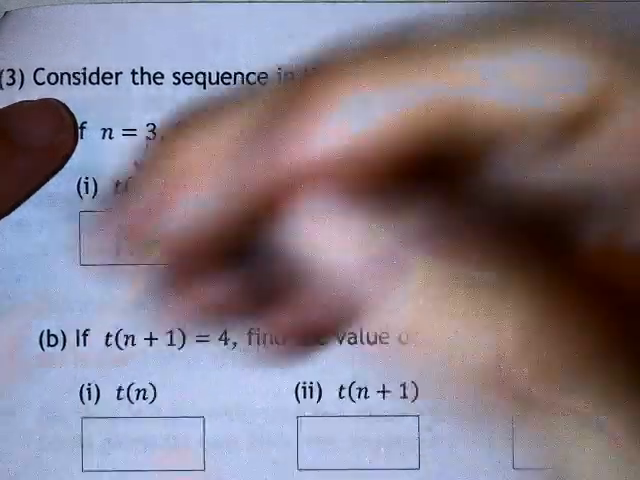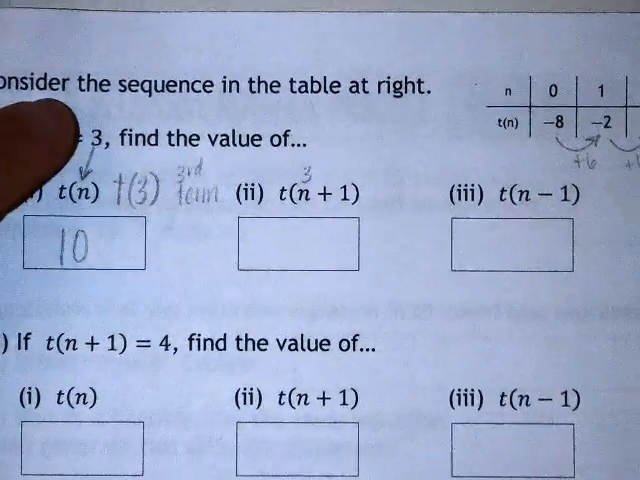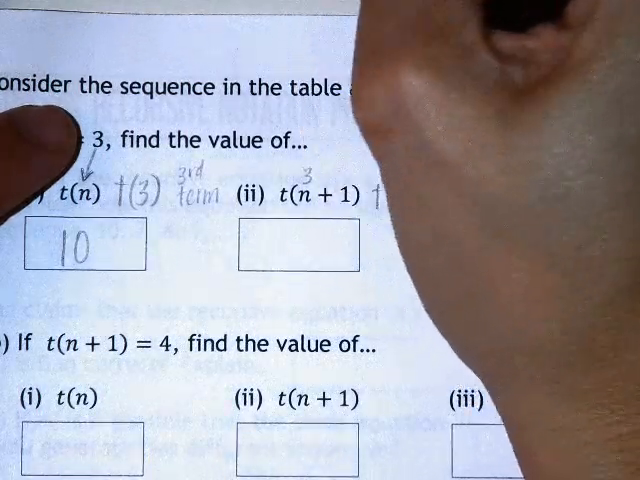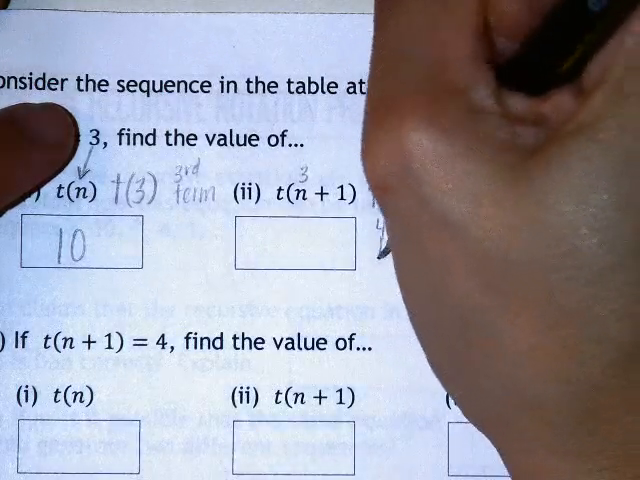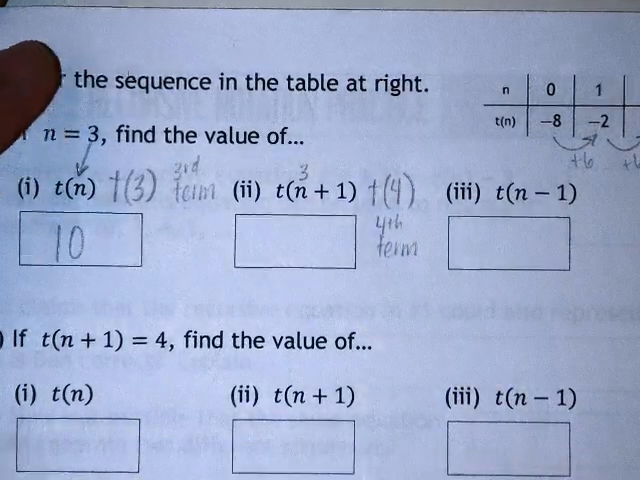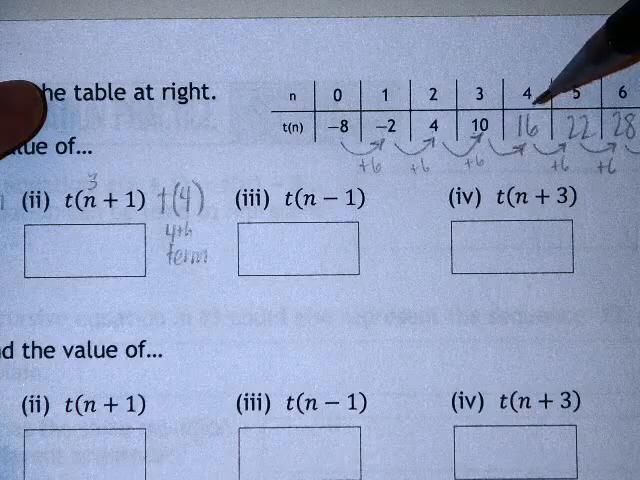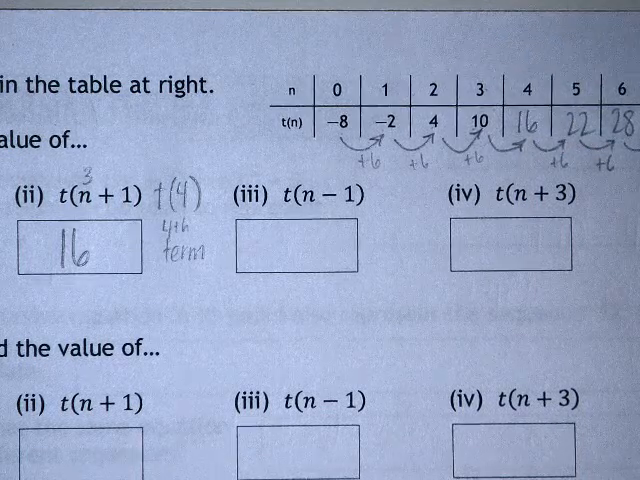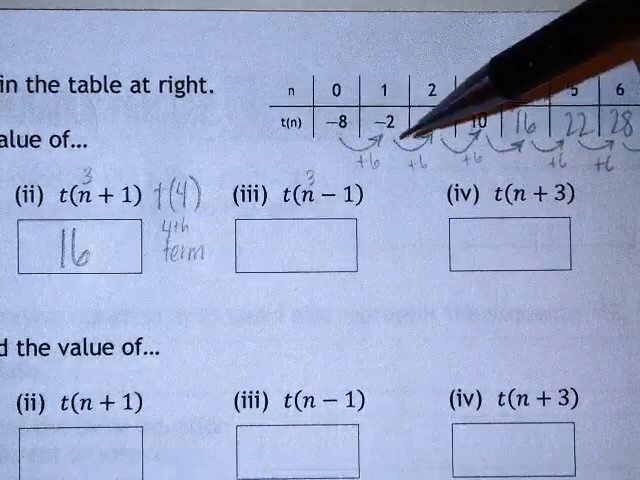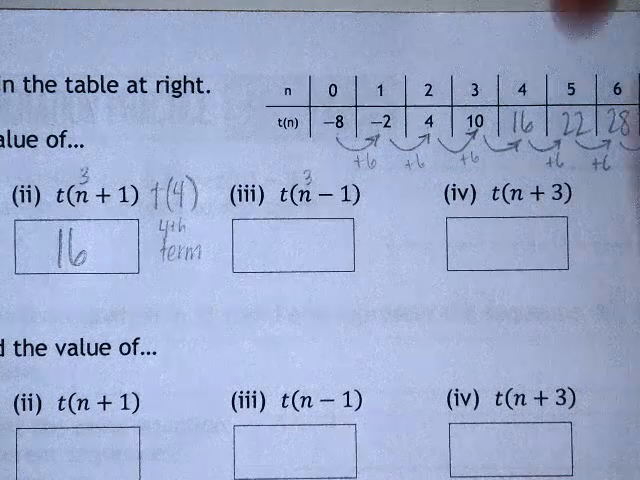For the second part, t of n plus 1, remember n is 3, so I'm just going to plug in 3 into that spot. T of 3 plus 1 is 4. T of 4 just means the fourth term. So again, I'm going to look at my table and simply ask myself, well, what's the fourth term in the table? It's a good thing we filled that in, because the fourth term in the table is now 16. I'm going to keep doing the rest of this problem simply using my table as my guide. T of n minus 1, that's t of 3 minus 1, that's t of 2. T of 2 means second term is 4.